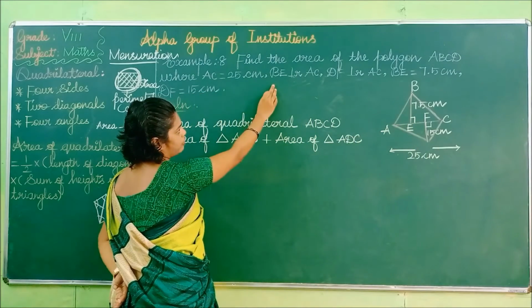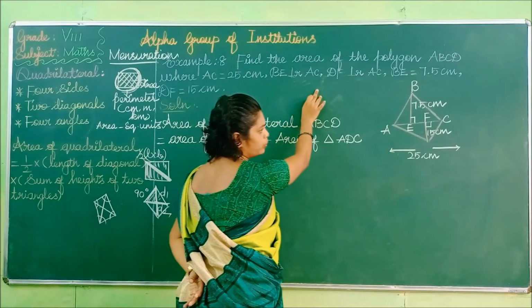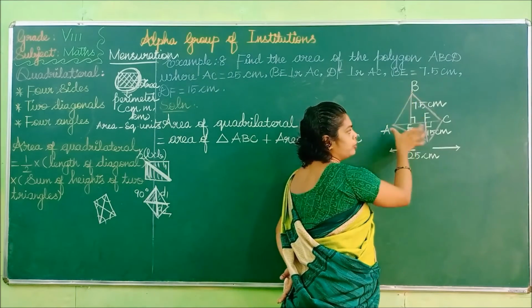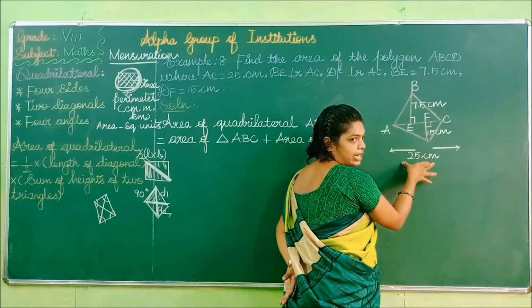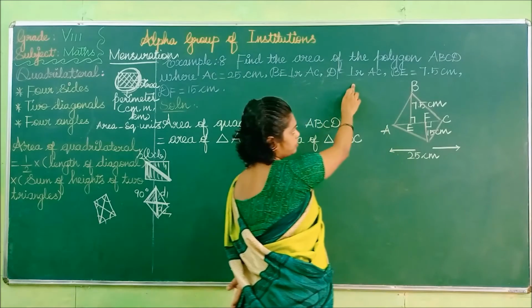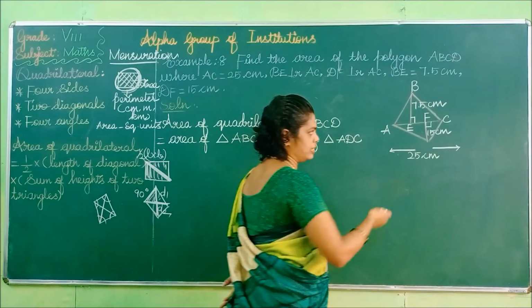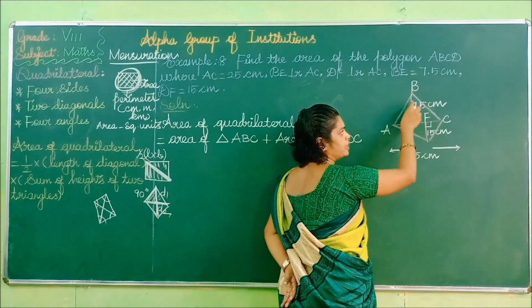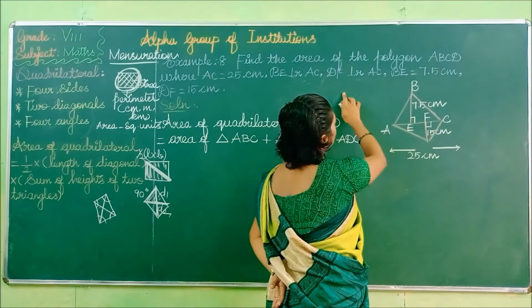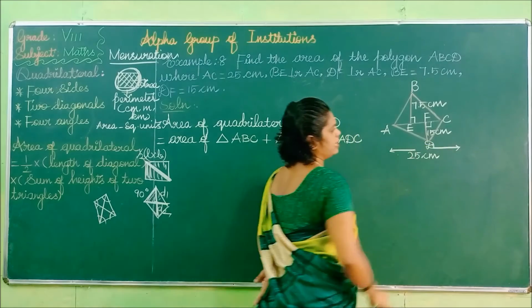And then what they have given in the question, BE perpendicular to AC. So you should draw one more line which is perpendicular to the line which you have drawn already as 25 centimeter. AC is perpendicular to BE. Then DF perpendicular to AC. So I am drawing one line upside perpendicular, BE, and down one perpendicular, DF. So you should mark this as DF.